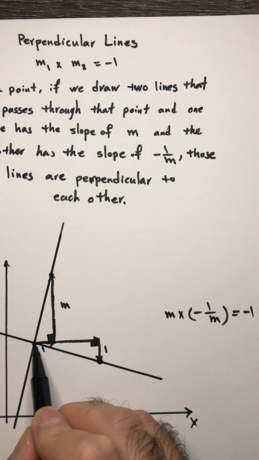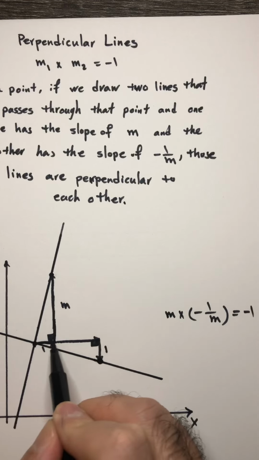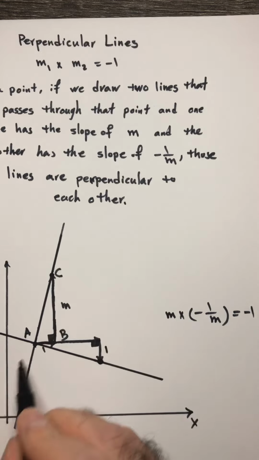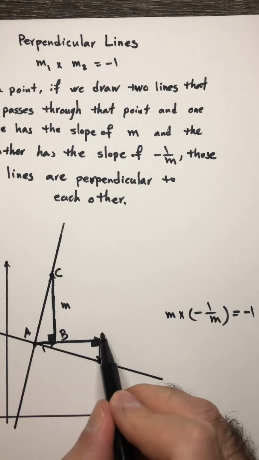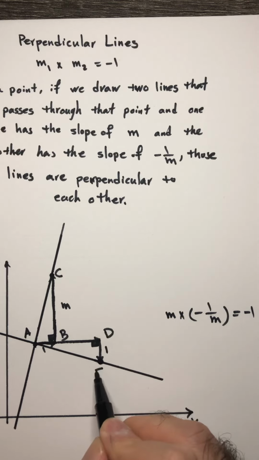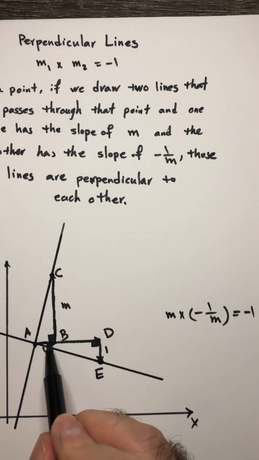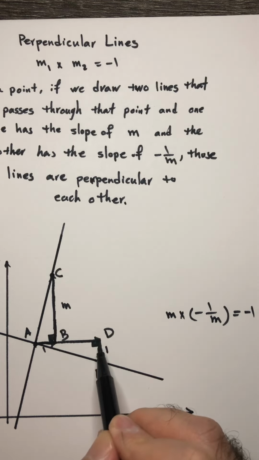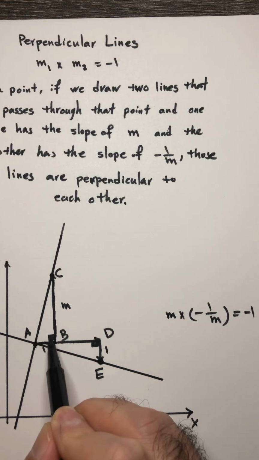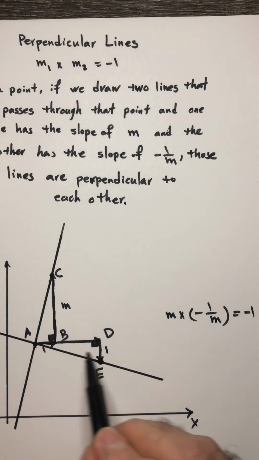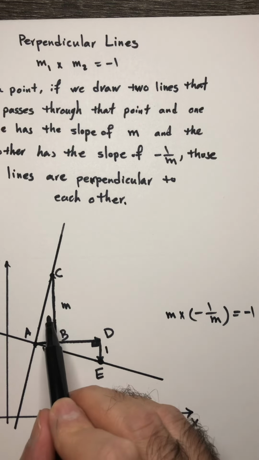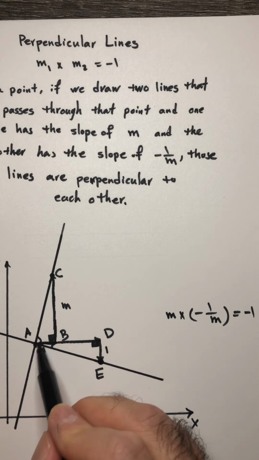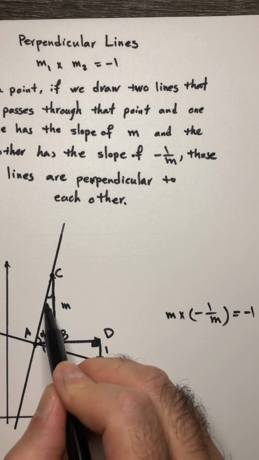How do we show this? Look at these two triangles. Let's call this triangle A, B, C, and this triangle A, D, E. Note that this is 1 and this is 1. This is m and this is m, and this is a right angle for this and this. Therefore, these two triangles are equal. So let's call these angles alpha and beta.